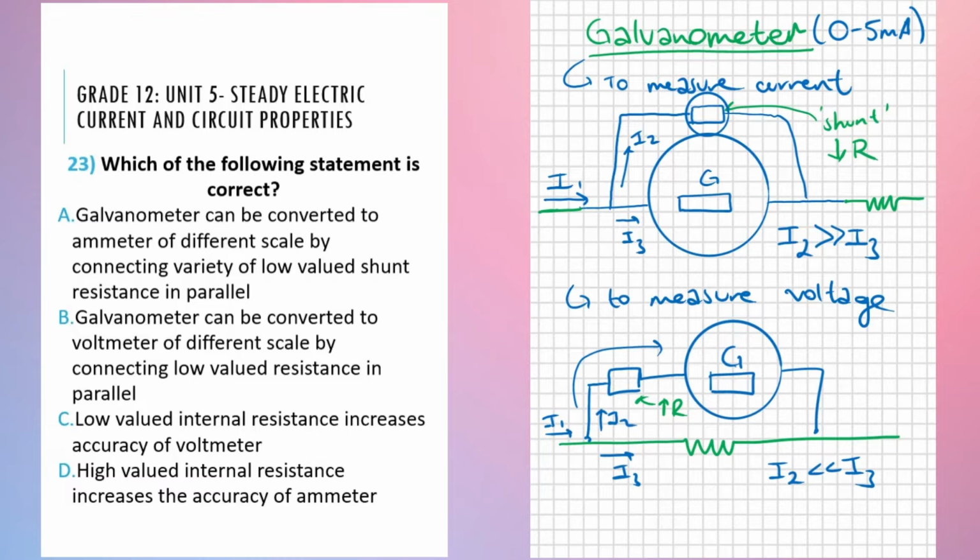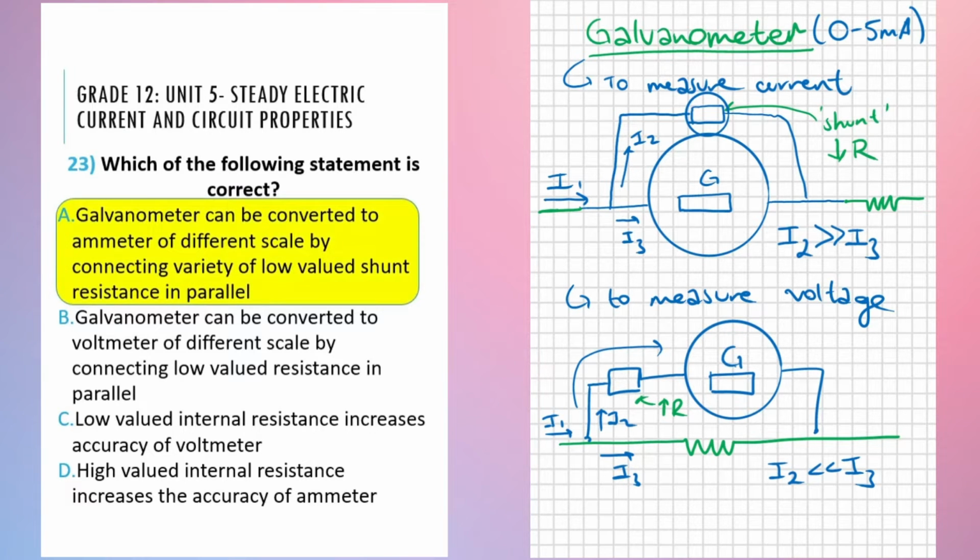So again, in order to create an ammeter with a galvanometer, you place a low resistance in parallel. In order to create a voltmeter, you place a high resistance in series with the galvanometer. And in this way, a galvanometer can be used as both a voltmeter and an ammeter. If we look at the choices, we see that that will be choice A.